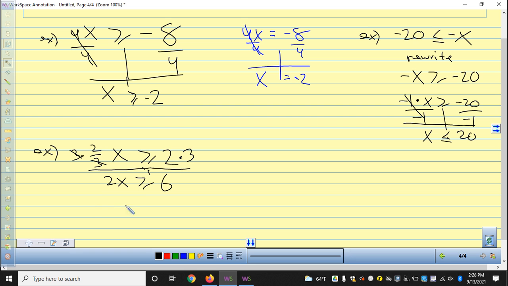And now to get rid of that 2, what do I do? Divide by 2, and those go away. X is greater than or equal to 3. I didn't switch the arrow because I multiplied and divided by a positive number. Is there another way that we could do this problem? Could I undo the multiplication and the division at the same time?